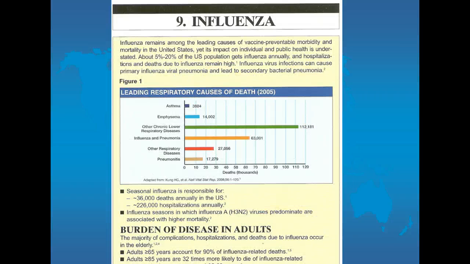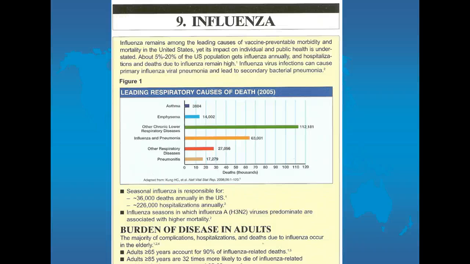Okay, now influenza. This is the biggie. Influenza remains among the leading causes of vaccine-preventable morbidity and mortality in the United States, yet its impact on the individual and public health is understated. About 5 to 20% of the U.S. population gets influenza annually, and hospitalizations and deaths due to influenza remain high. Influenza virus infections can cause primary influenza, viral pneumonia, and lead to secondary bacterial pneumonia. So this talks about leading respiratory causes of death.